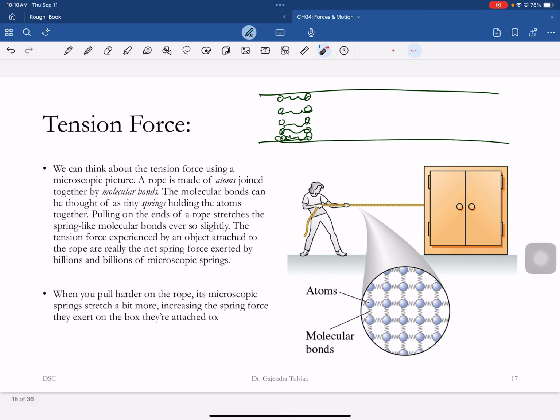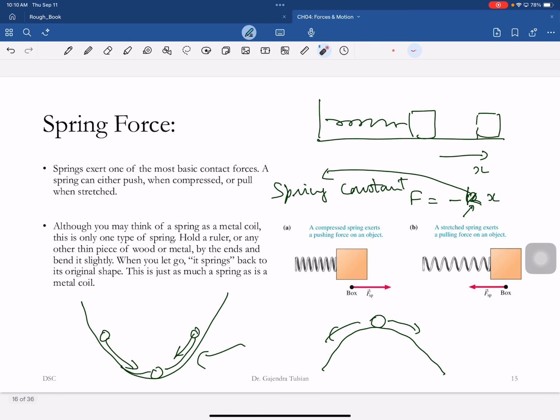What happens when you decide to pull harder? Let's say you pull with the force of 150 pounds. You get more stretch. Very good. These springs stretched more, and that's what that equation was telling you. When there was a greater stretch, the force was greater.